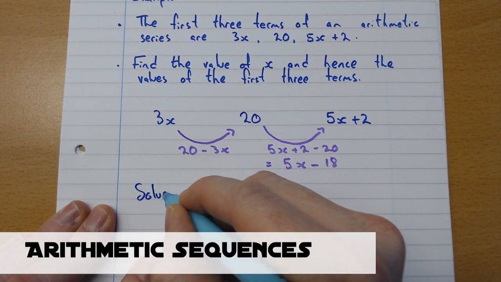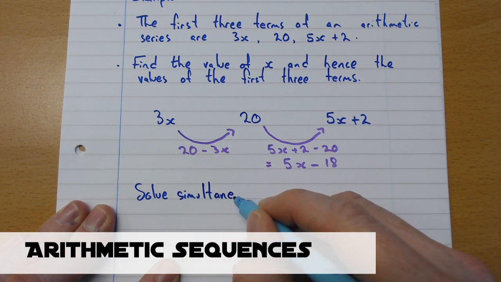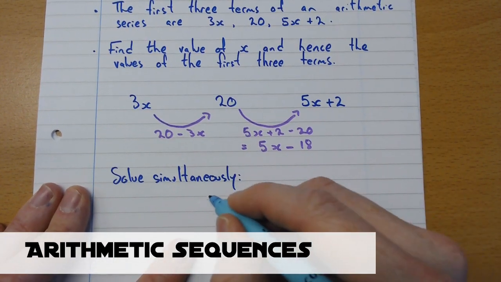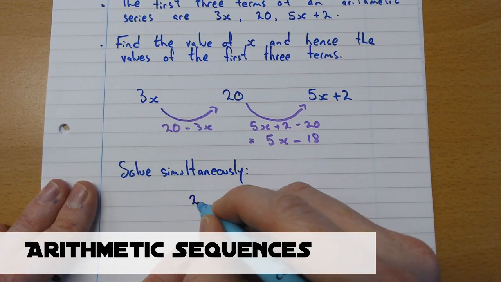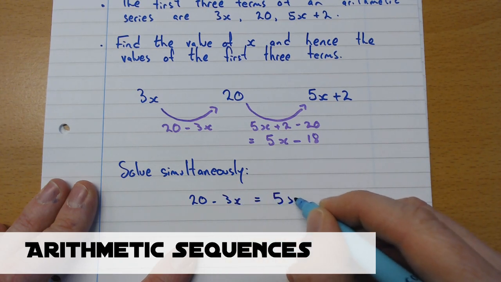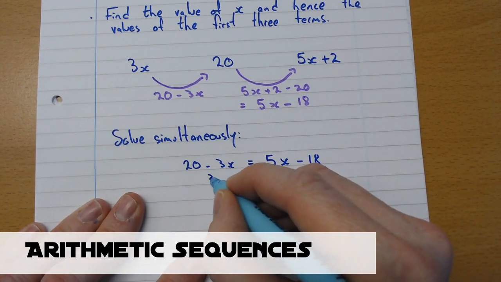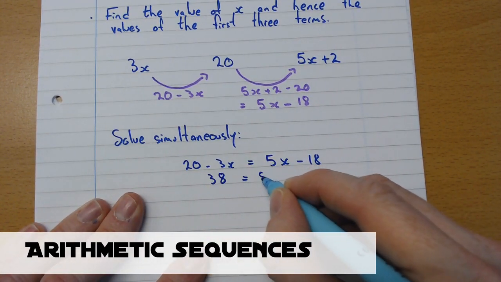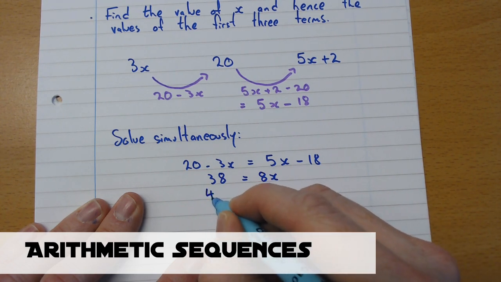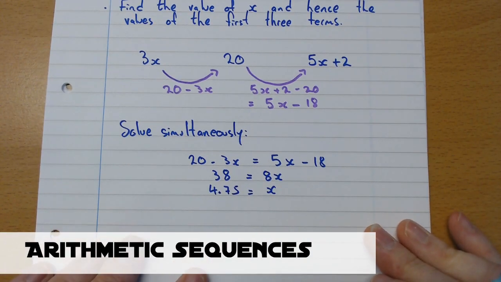Now, because these are both the same as your common difference, you can solve them simultaneously. You can set them equal to each other because they are the same thing. So 20 subtract 3x is the same as 5x minus 18. It's a simple bit of algebra from here. Add 18 to both sides and add 3x to both sides. So 38 equals 8x. Divide by 8, so 4.75 is x.